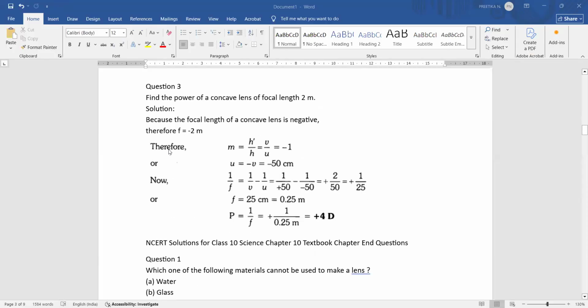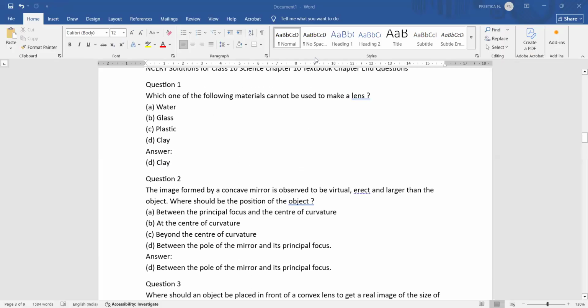Beta, the next question is, they are asking you to find out the power of a concave lens of focal length 2 meter. Now this I'm leaving to you as homework, because this is very simple. You have the focal length given as 2 meter and you have to find the power. So power is equal to 1 by focal length. As simple as that. It will be 1 by 2 meter, simply 0.5 diopter. So you'll be doing this as homework. And let's move forward to the NCERT back exercise now. Let's discuss it. Put down the heading NCERT back exercise.